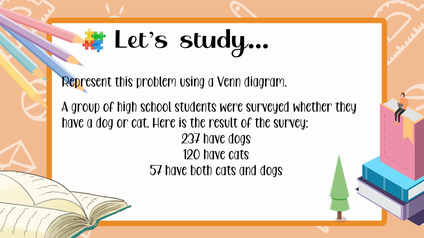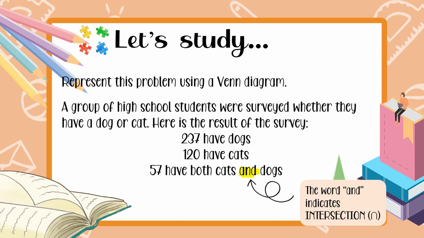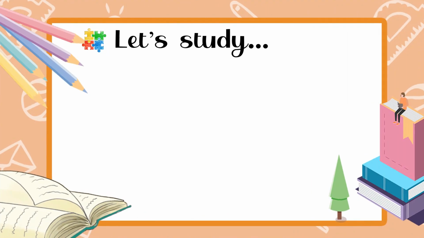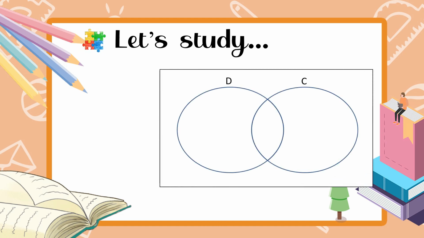Okay, take a look. May binanggit tayo na salitang "and." Pag nakakita kayo ng "and," it indicates intersection. So, magkakaroon ng overlapping yung ating mga Venn diagrams. We are going to draw our Venn diagram like this.